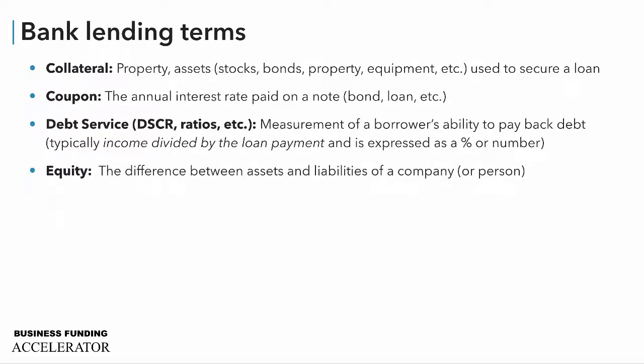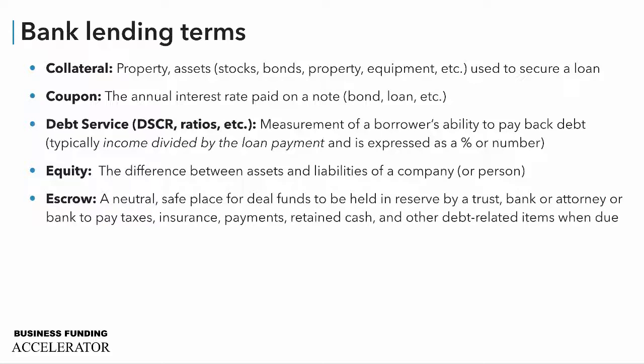Equity, again, the difference between assets and liabilities of a company or a person. Escrow, it's a neutral, safe place for deal funds to be held in reserve by a trust, bank, or attorney to pay taxes or insurance or payments or retained cash or any other debt-related items when they're due. So escrow is really a safe holding place for money when there's a big transaction that occurs, or if there's some sort of contingent liability that the counterparty, meaning the banker, wants to cover.